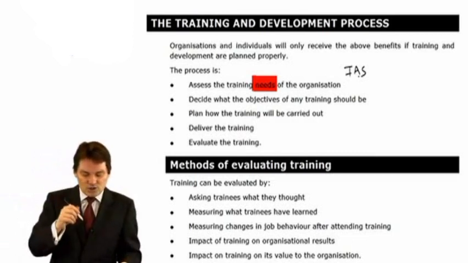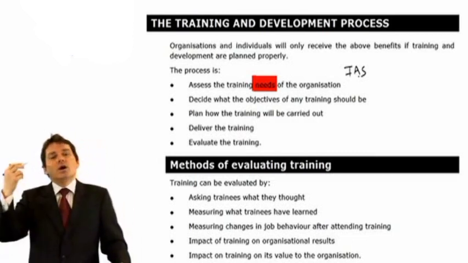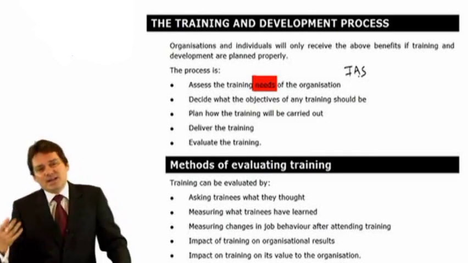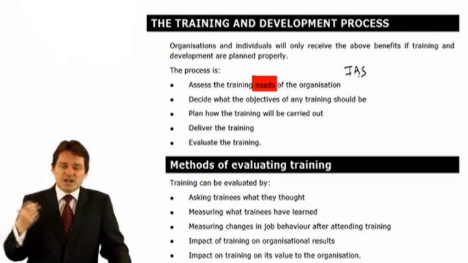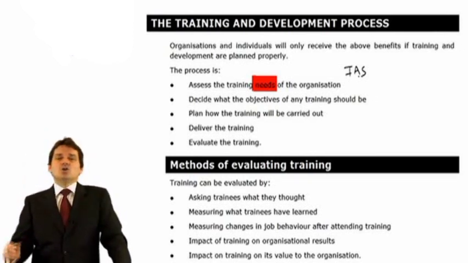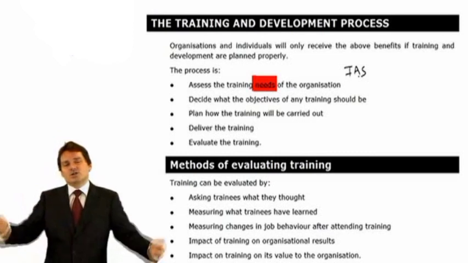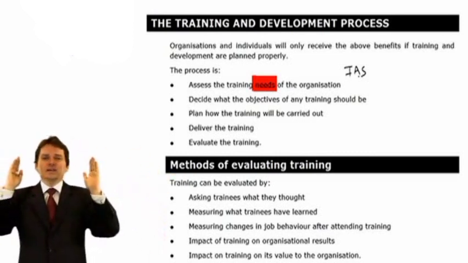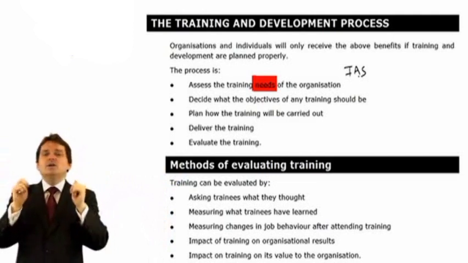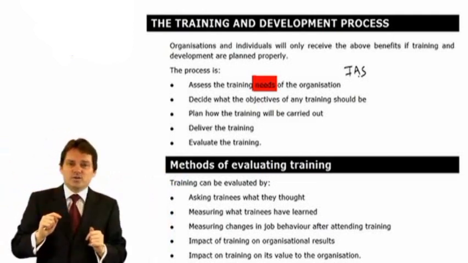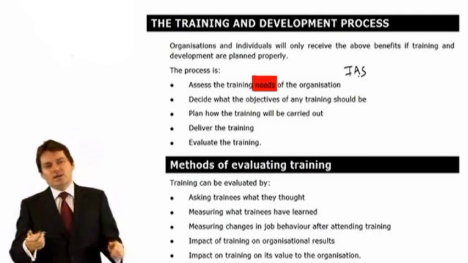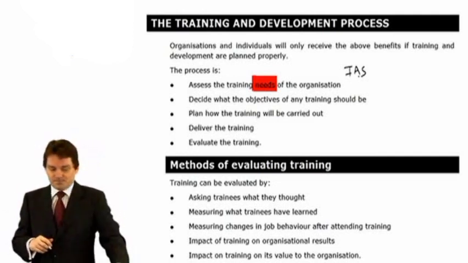So assess the training needs of the organisation. Does everybody need training in something, or is it only certain departments? Is it everybody in a particular department, or is it only certain individuals? So the training needs of the organisation, some things everybody needs training on, some things certain departments need training on, some things individuals need training on. So you need to work out what every single person in the organisation needs to be trained in.